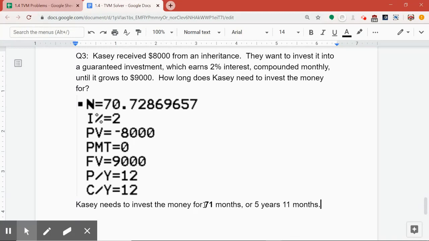So keep in mind that whatever this value of N is will typically need to be rounded up in order to figure out what the final answer to the problem is, because we can't receive the interest until the final payment occurs at the end of each month, or it could be at the end of each year or each week or whatever it is. Okay, that's an introduction to using the TVM solver to solve some problems about compound interest.